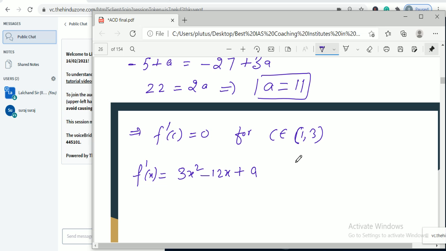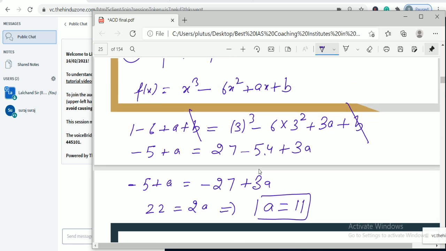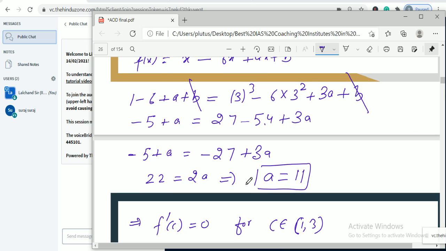But we need to check whether f of C is 0 or not to satisfy Rolle's theorem. We need to check this. If this is 0, then we can say B can be any real number. Are you getting my point? Okay, fine.